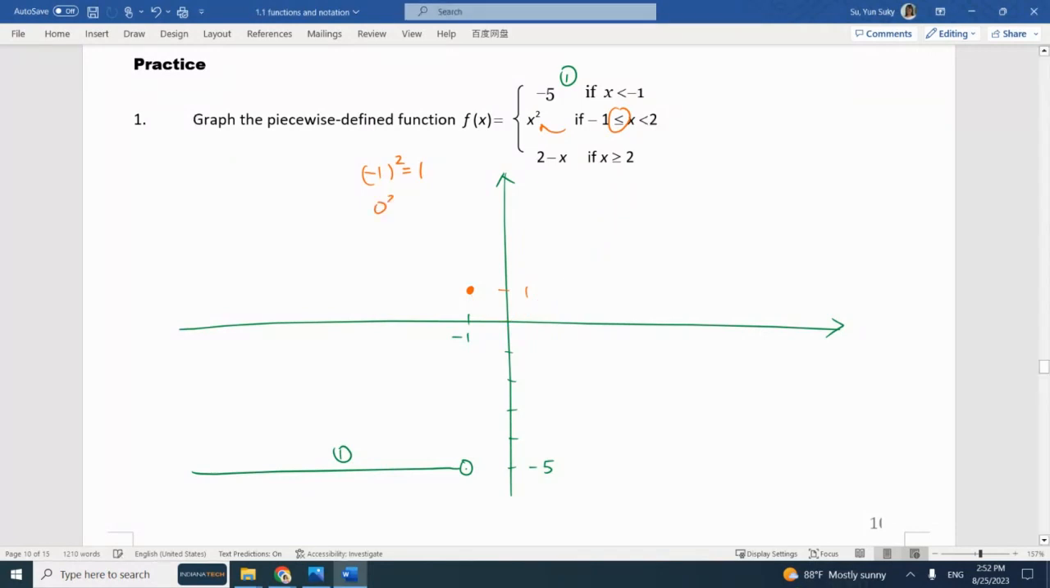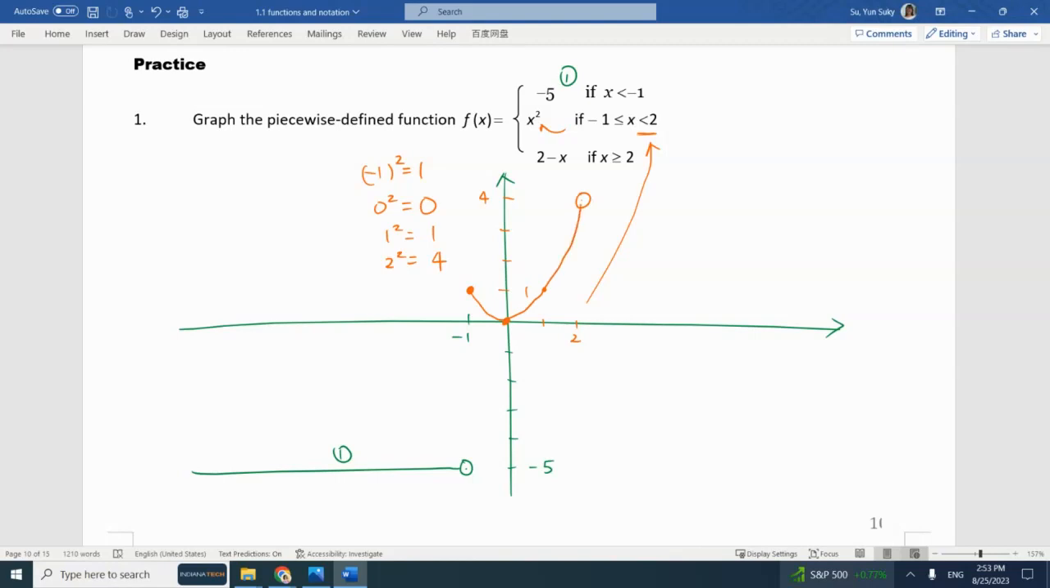Let's plug in 0. 0 squared is 0. Keep going. 1 squared, 1. Keep going. 2 squared, 4. Okay, see, that's the endpoint. So is it an open circle or solid circle? Open. So (2, 4) is an open circle, and we connect them.